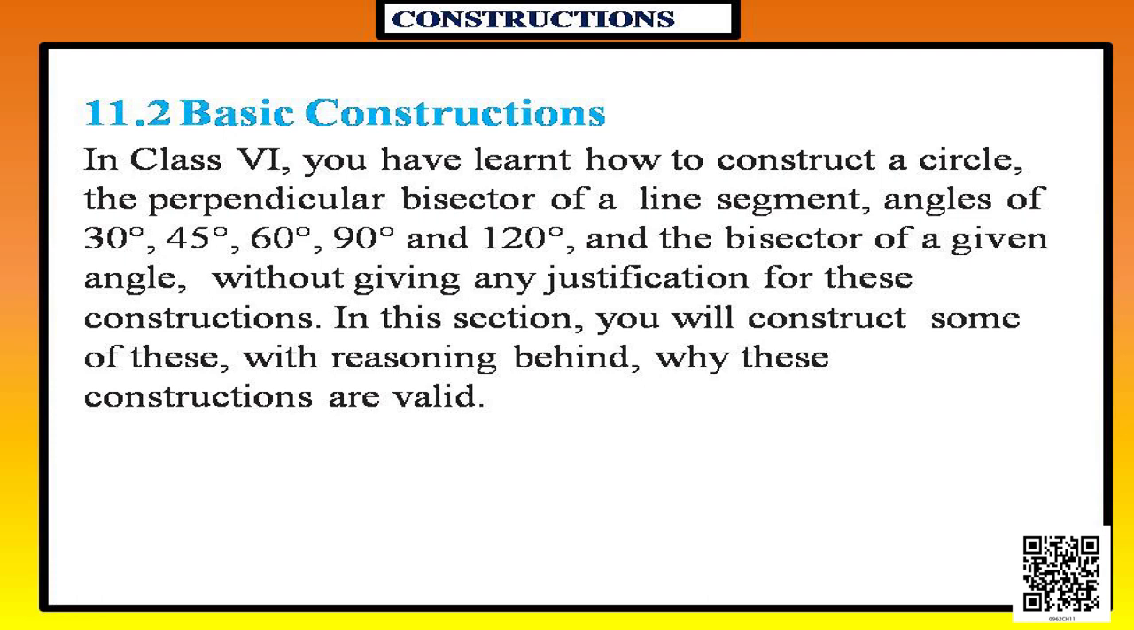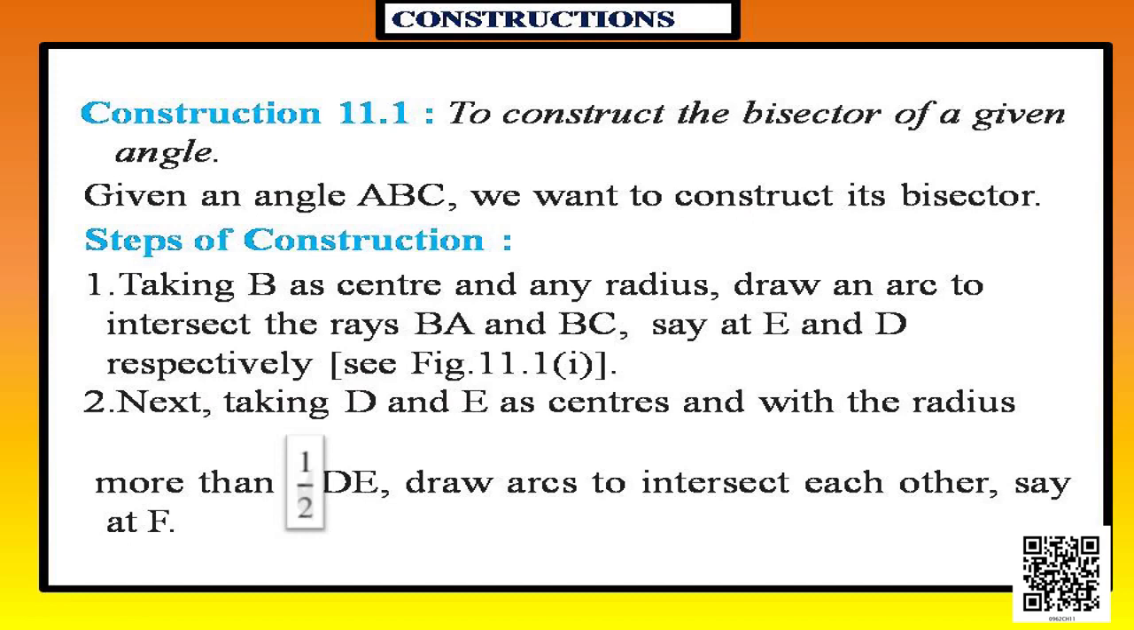Fine. So, as per your book, construction 11.1, it says to construct the bisector of a given angle. So let us just construct the bisector of a given angle and then we will move forward. To construct the bisector of a given angle, first we need to construct an angle. Students, as it is given in your book, there is an angle ABC and we want to construct its bisector. So what are the steps?